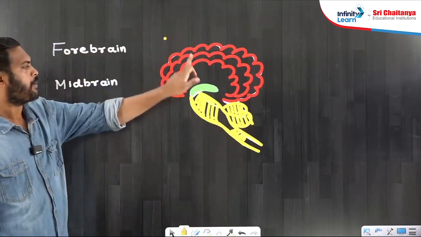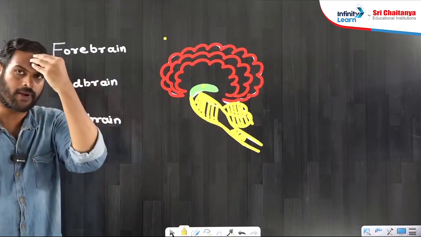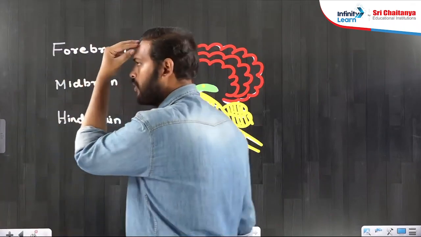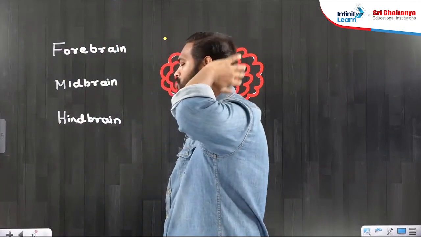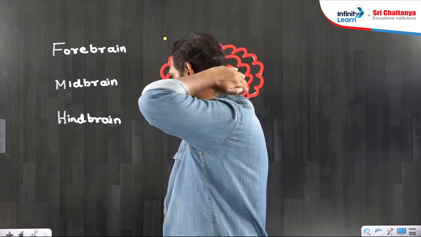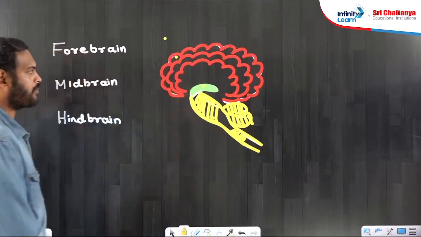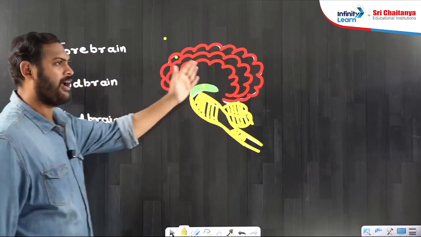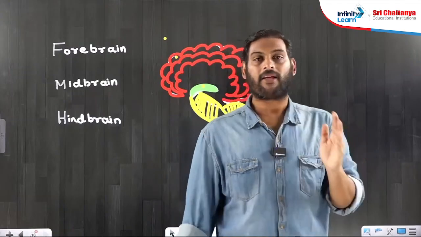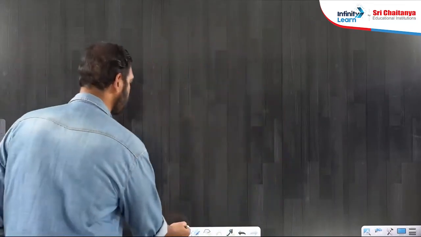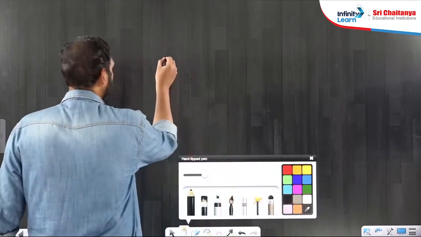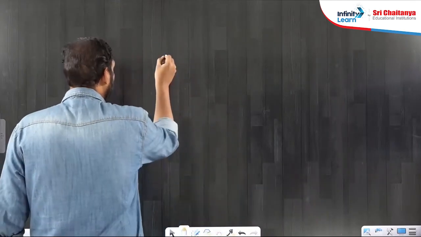So forebrain, midbrain, hindbrain. Forebrain is here. Hindbrain. Hind means back, dorsal. Between forebrain and hindbrain, you can see midbrain like this. Done. That is from side view. But if you see from the front, you can only see forebrain, not midbrain, not hindbrain. From the front part, from the ventral side, you can see only forebrain like this.